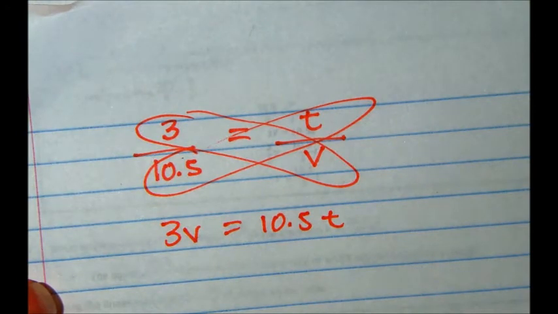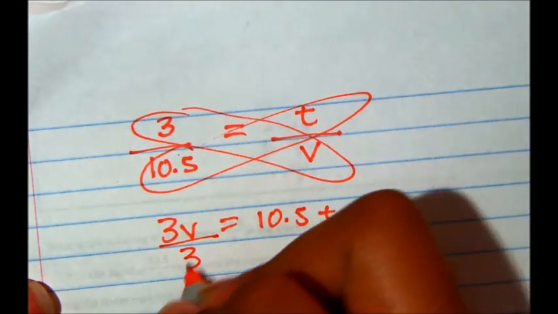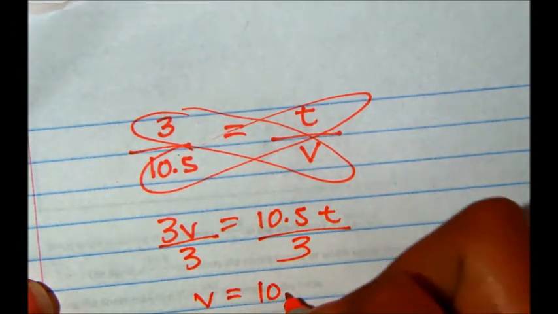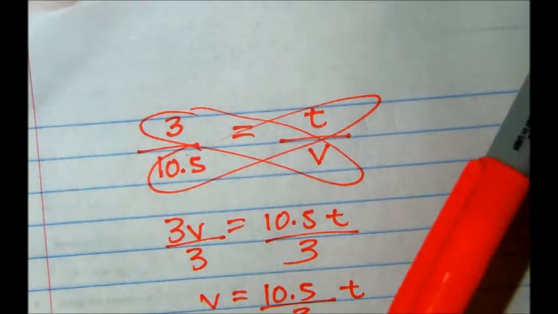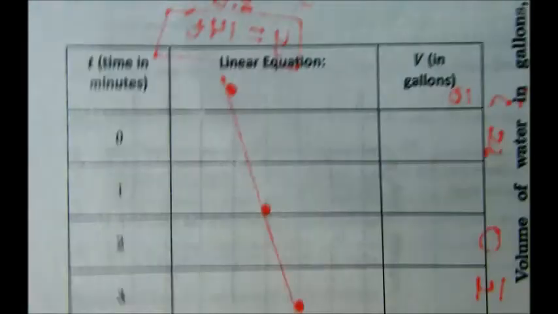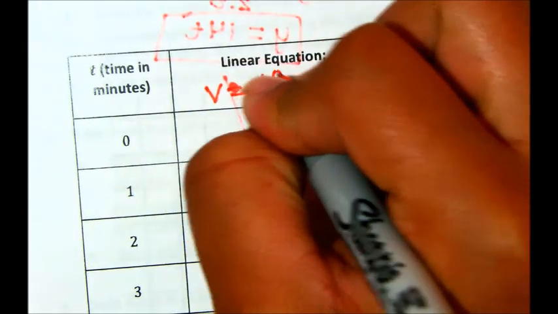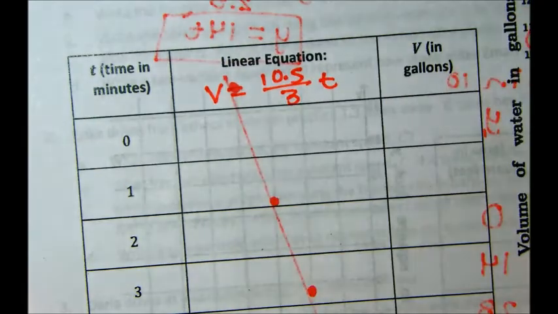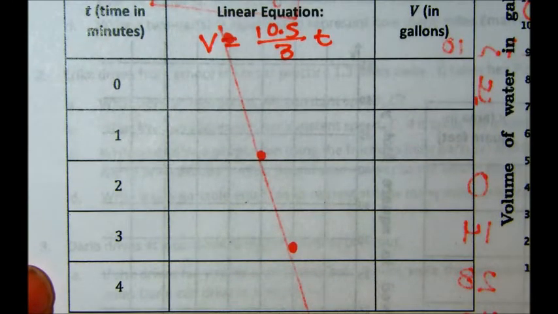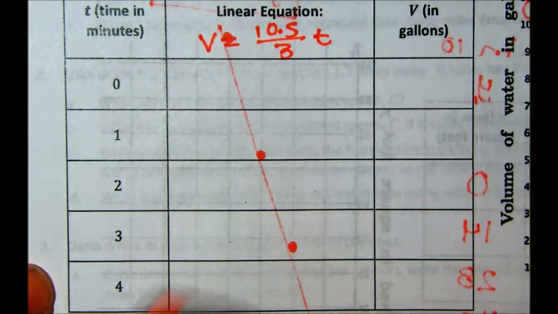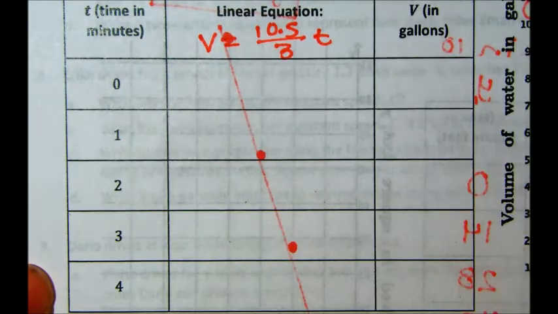Which of these variables do I want to isolate to create a linear equation in 2 variables? I want to isolate the V, so I'm going to divide both sides by 3. And I get that V is equal to 10.5 divided by 3, times T. Make sure you write that equation in your table, and use this equation to substitute the given intervals of T and to determine the amount of gallons for 0, 1, 2, 3, and 4 minutes. When you're finished, all of these values should be recorded on your graph to the right.